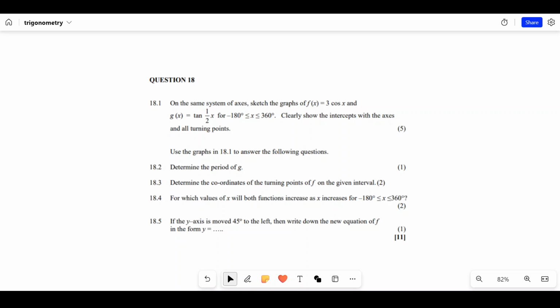Look at question 18.1. On the same system of axes, sketch the graphs of f(x) = 3 cos x and g(x) = tan half x for negative 180 to 360. Clearly show the intercepts with the axes and all turning points, and it has got 5 marks.